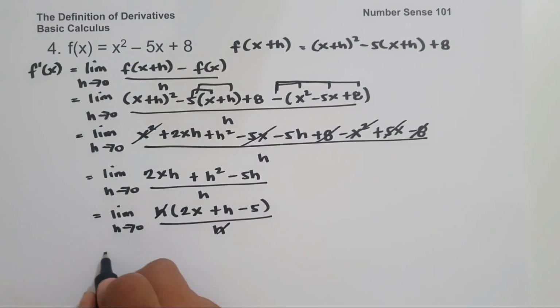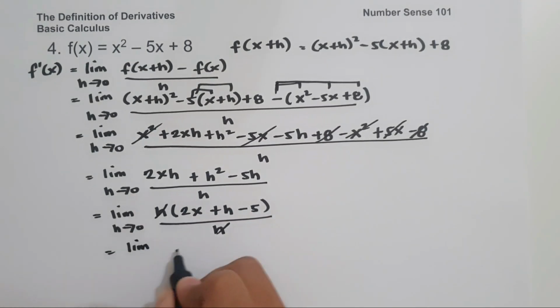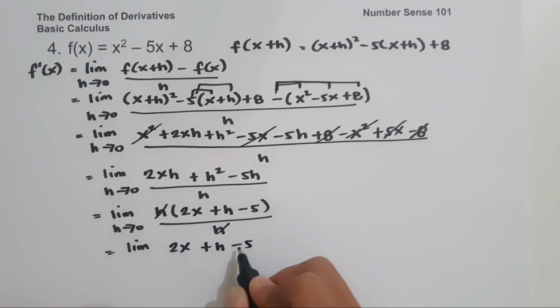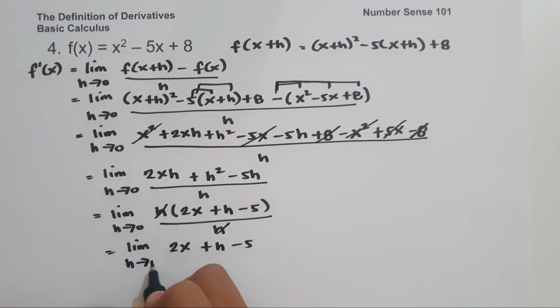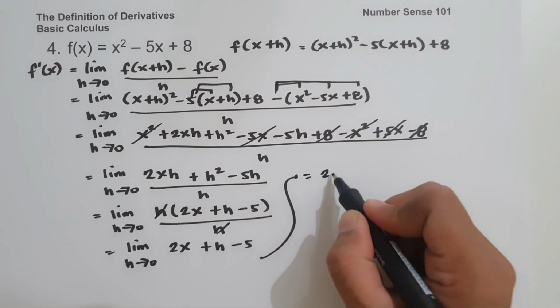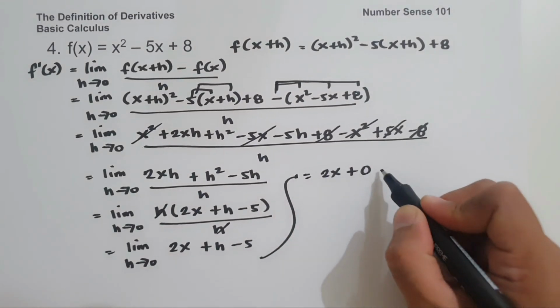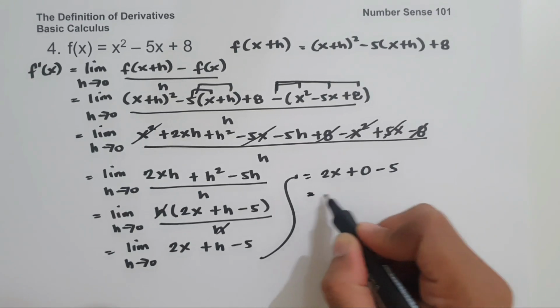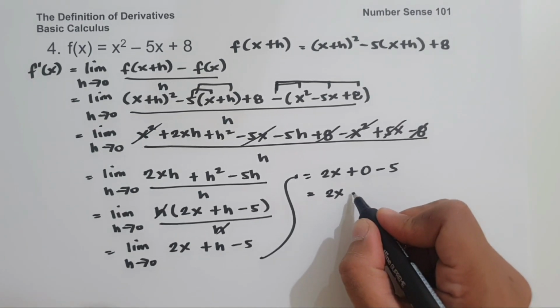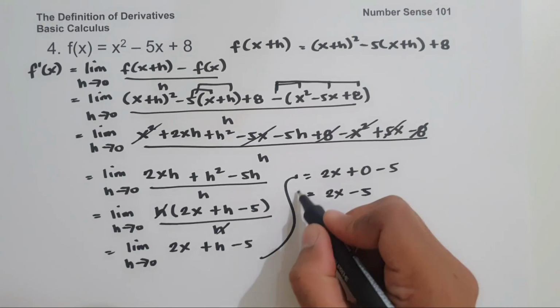This will give us the limit of 2x plus h minus 5 as h approaches 0. And since the value of h is 0, we can have 2x plus 0 minus 5. That is 2x, 0 minus 5 is negative 5, and this will be our answer.